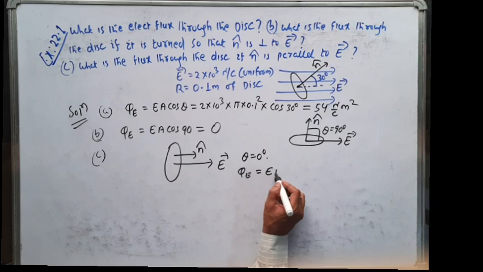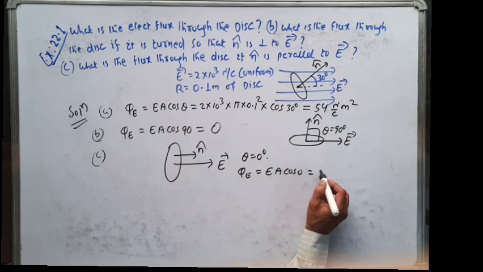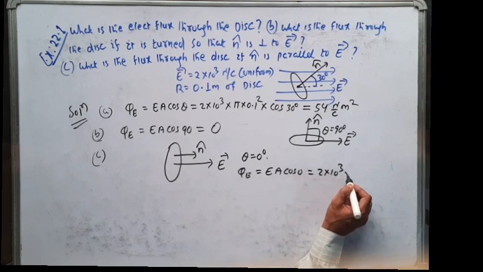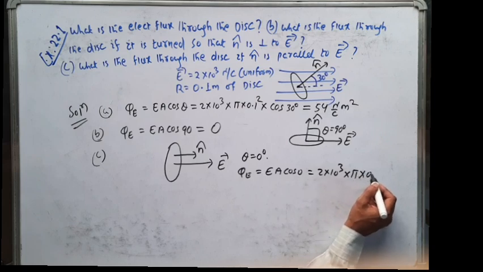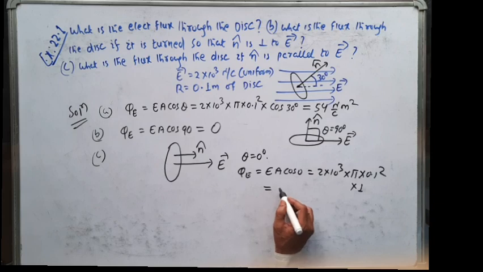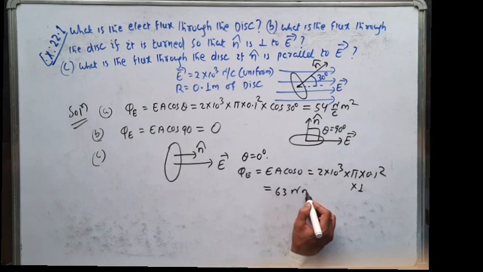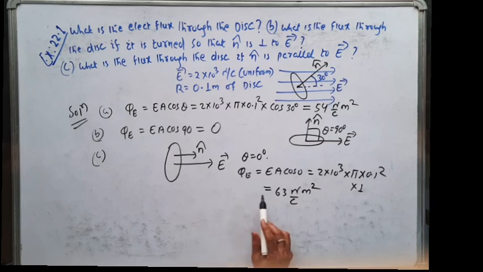Flux is equal to EA cos 0. So E is given as 2 into 10 to the power 3. Area is given as pi into 0.1 square. Cos 0 is equal to 1. Calculate this, and you will get 63 Newton per coulomb meter square. So this is the value of flux.